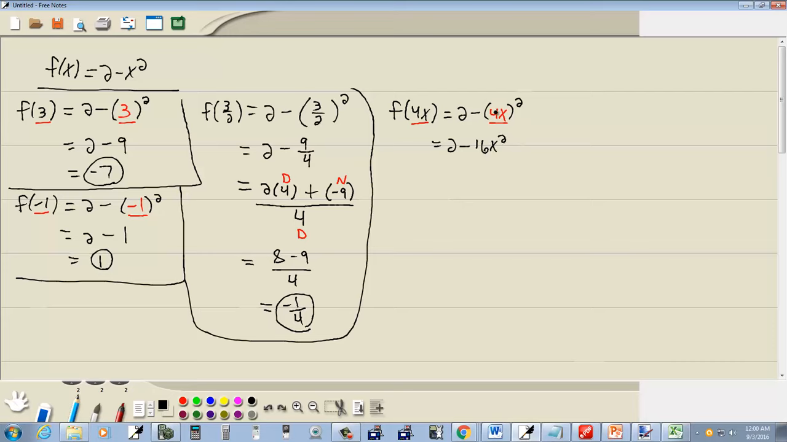You can also, if everything inside your parentheses is either multiplication or division, and you're raising the parentheses to a power, you can take everything inside to that power. So we take 4 to the second power, which is 16. We take x to the second power, which is x squared. And that's our answer.